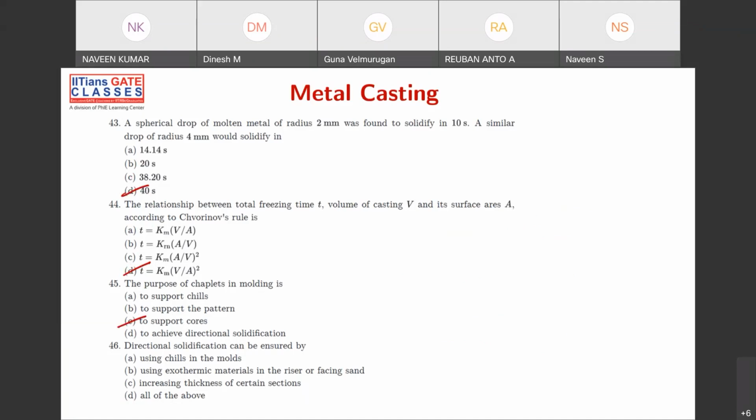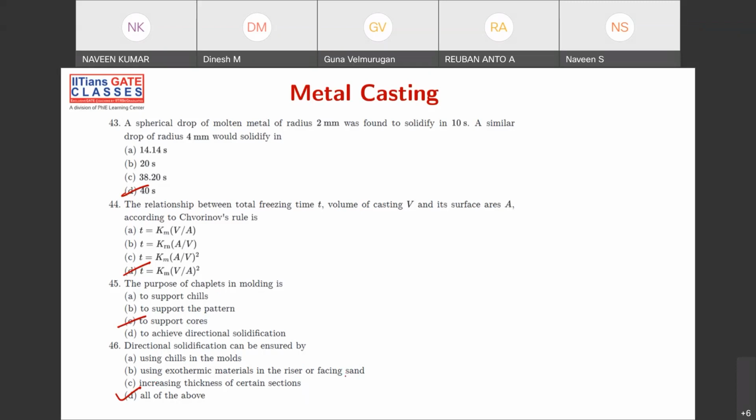Direction solidification. Okay. So yeah, all of the above is the right answer. According to your information, chills are right because we have discussed only about shells. That's the reason why you have taken A as your answer. Of course, using exothermic materials is also one of the ways you can get directional solidification.